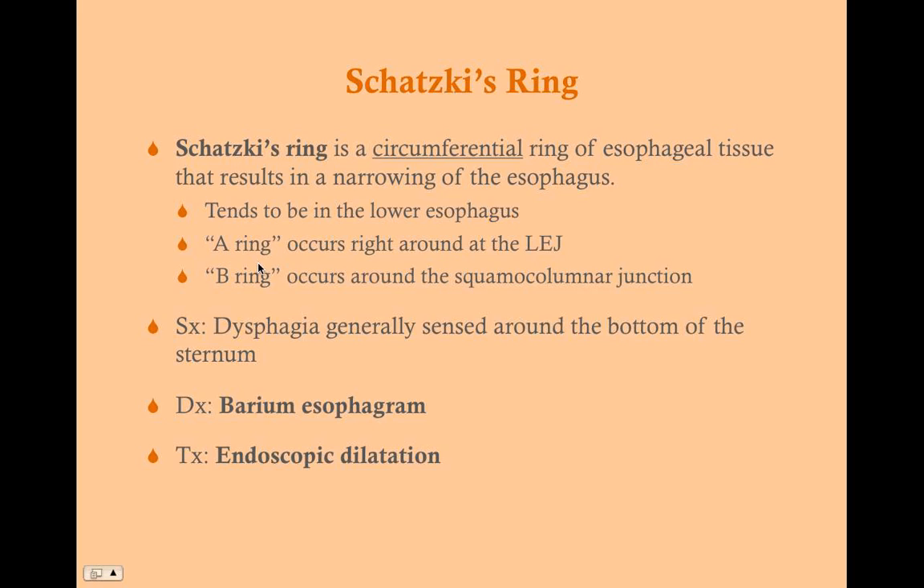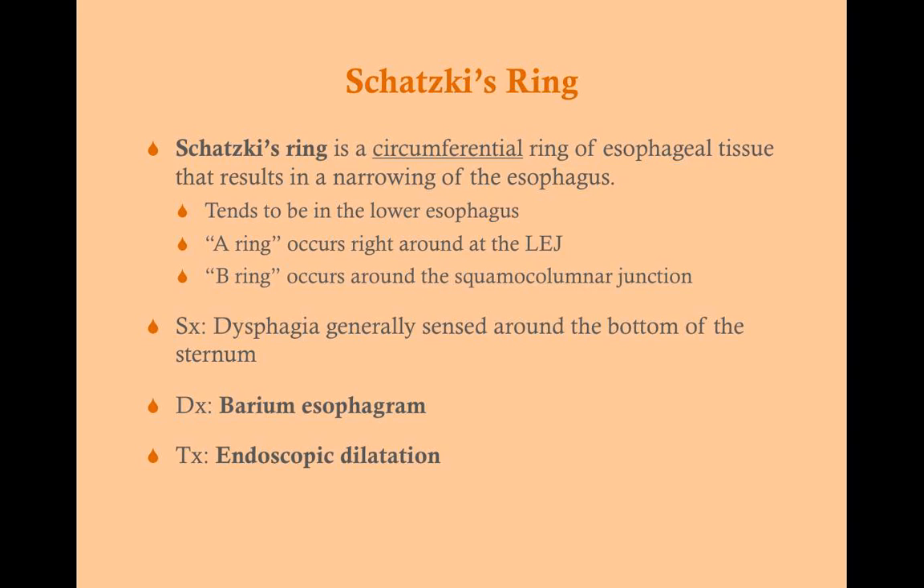You may or may not see the differentiation as far as Schatzki's ring and where it is. And surgeons will like to refer to these as A rings or B rings. The A ring, which is more common, occurs right around the lower esophageal junction, so right around where the esophagus goes into the stomach. The B ring is a little bit more proximal, and it occurs around the squamo-columnar junction, so roughly 3 to 4 centimeters above the LEJ.